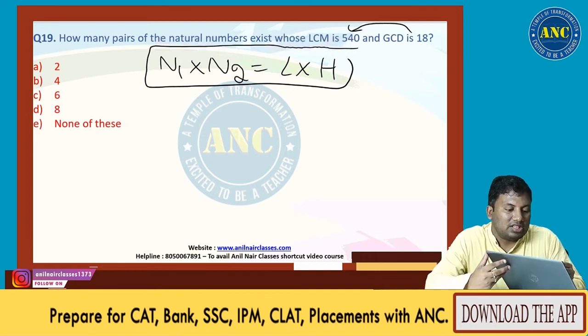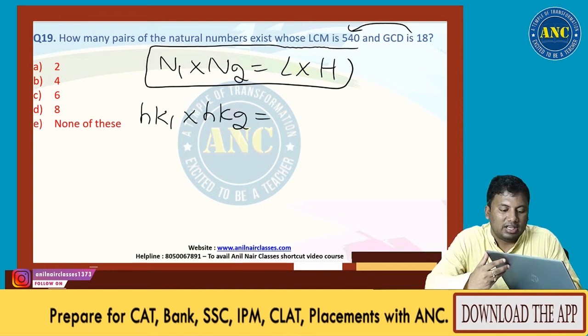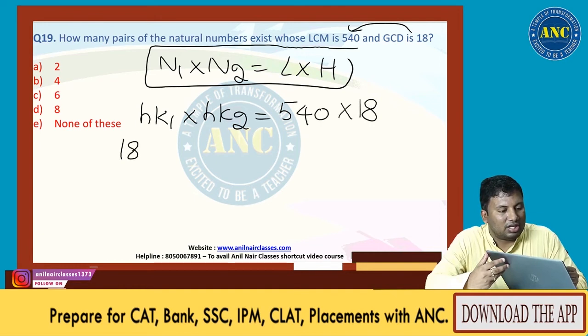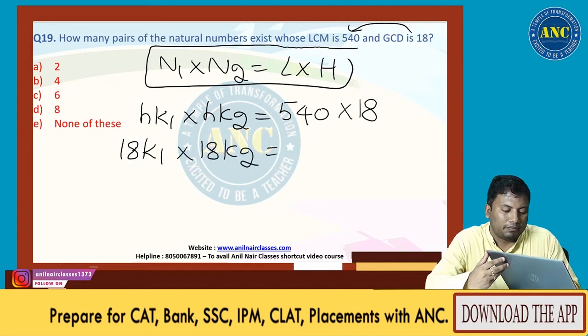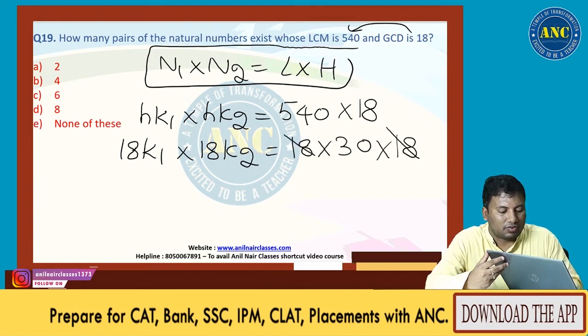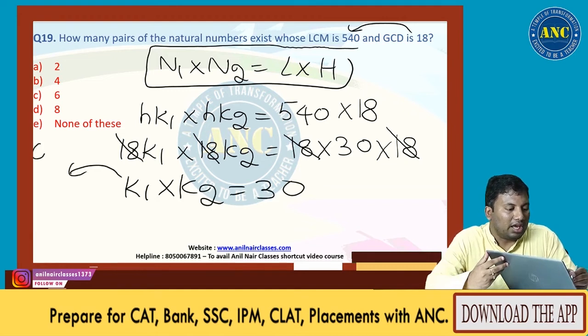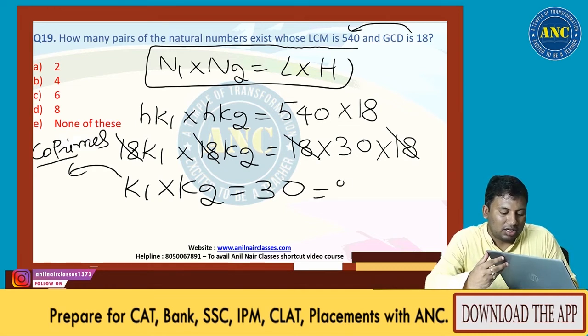So N1 is nothing but HK1, N2 is nothing but HK2. LCM is 540 and HCF is 18. So it is nothing but 18K1 into 18K2 equivalent to 18 into 30 into 18. So 18 square cancel. K1 into K2 is nothing but 30. What are K1 and K2? K1 and K2 are co-prime numbers. 30 is nothing but 2 power 1 into 3 into 5.